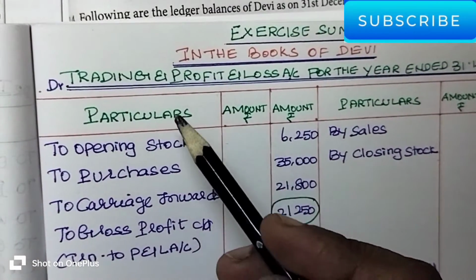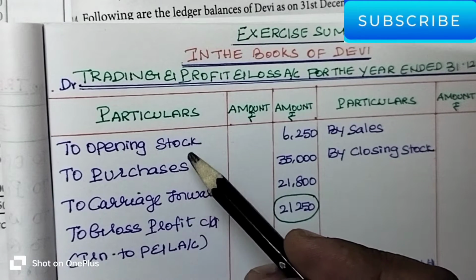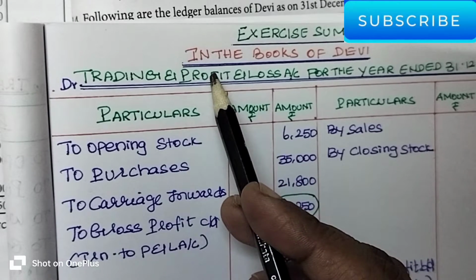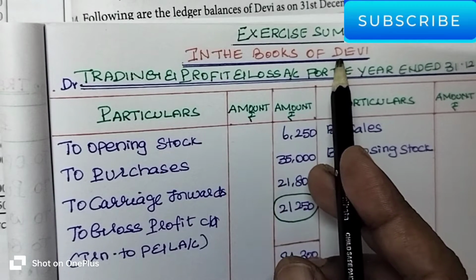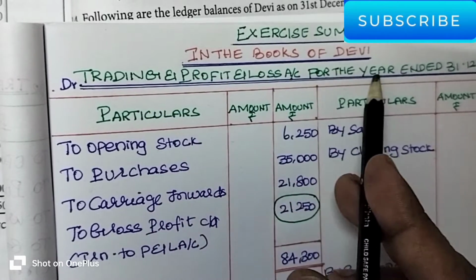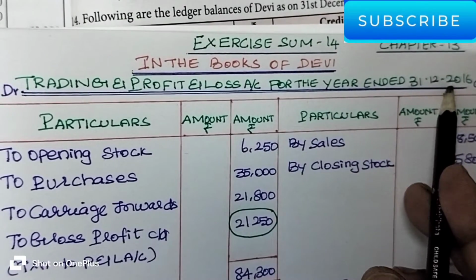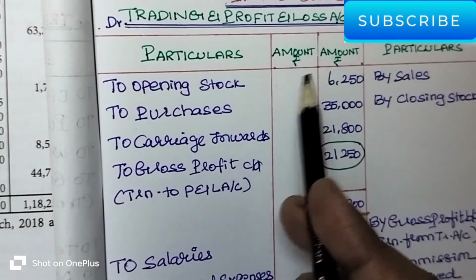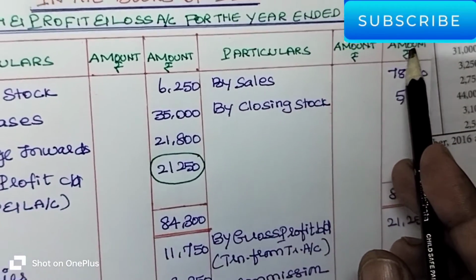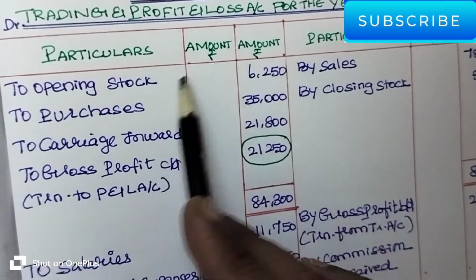Before we enter the given transactions into the trading, profit and loss account and balance sheet, we first write the heading of the trading and profit and loss account, that is, in the books of Devi, trading and profit and loss account for the year ended 31st December, December means 12, 2016. Trading and profit and loss accounts have two sides, that is a debit side and credit side. Both sides have two columns, that is particulars and amount on both the sides.